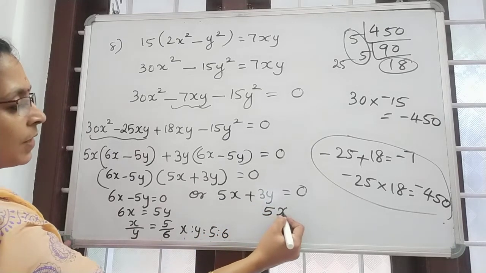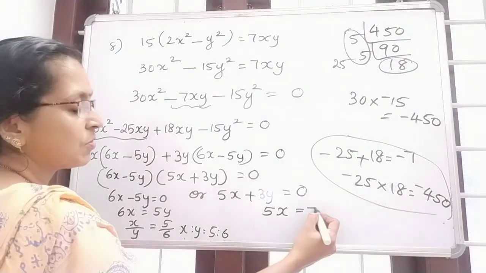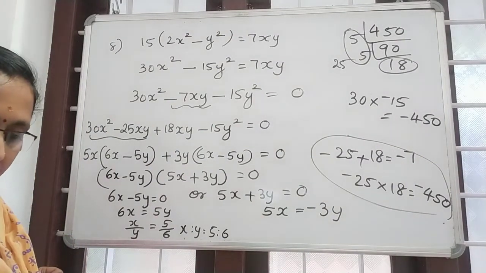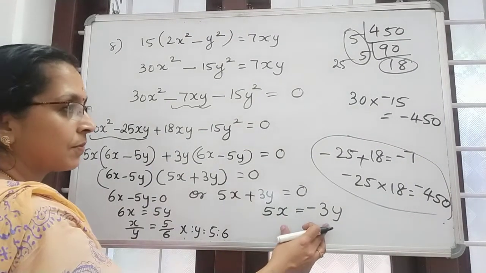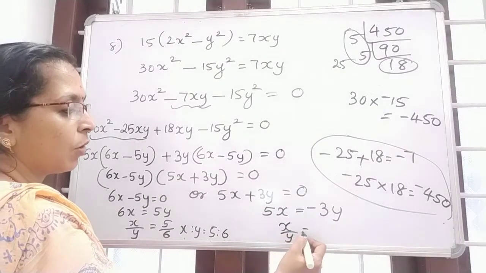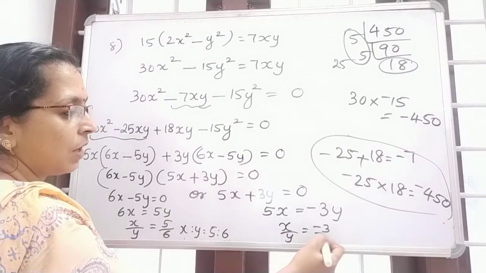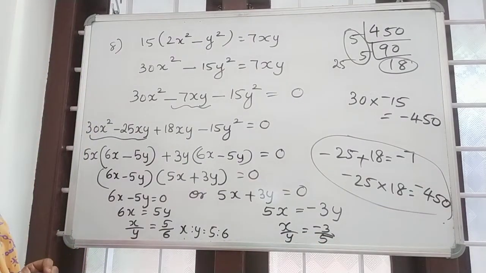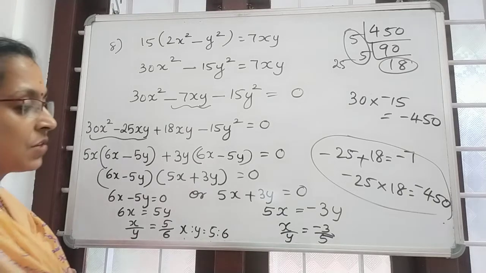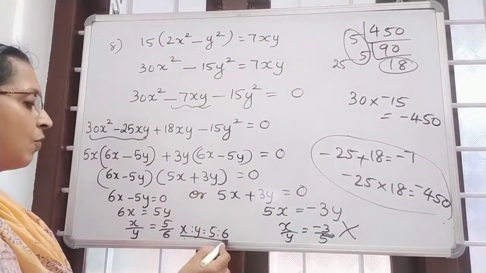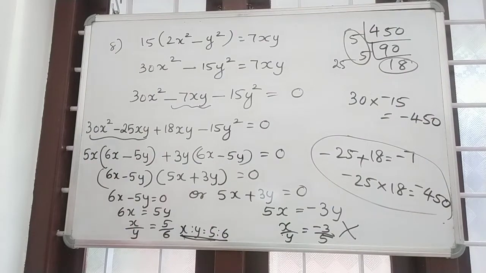Look at here. Is it possible? 5x is equal to 3y. If it comes to the right side, it will become negative 3y. No. Given question is x and y should be positive. So can we take this? X and y should be positive means we can't take this. That is x by y will be negative 3 divided by 5, negative 3y, positive 5x. It won't be possible. Given condition is x and y should be positive, so we can't take this. So x is to y is equal to 5 is to 6 is the answer. Okay.